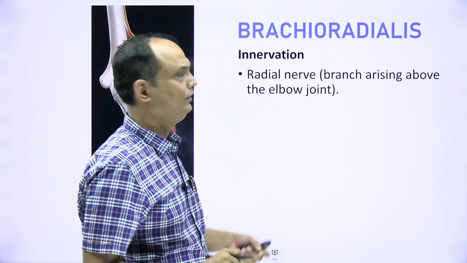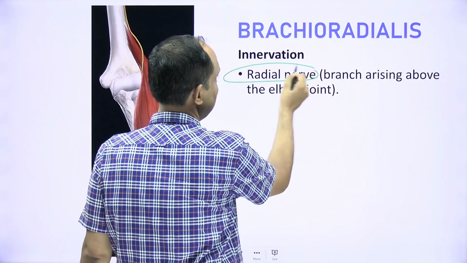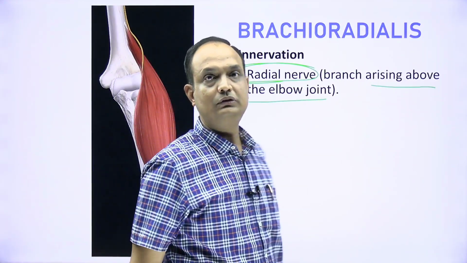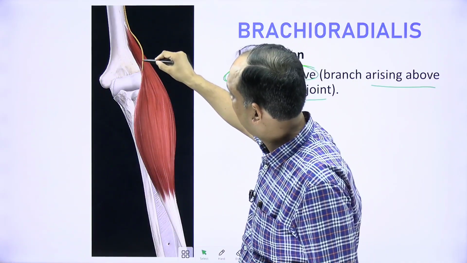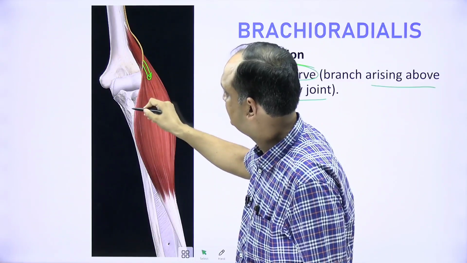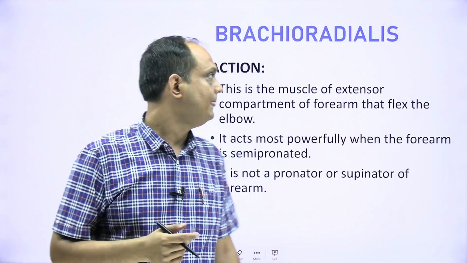Now, what is the nerve supply? Now, brachioradialis is supplied by the radial nerve, and this nerve branch arises above the elbow joint. Clear? So, the important thing is that it is already supplied here. So, if the injury occurs after this area, the brachioradialis action will still remain preserved.